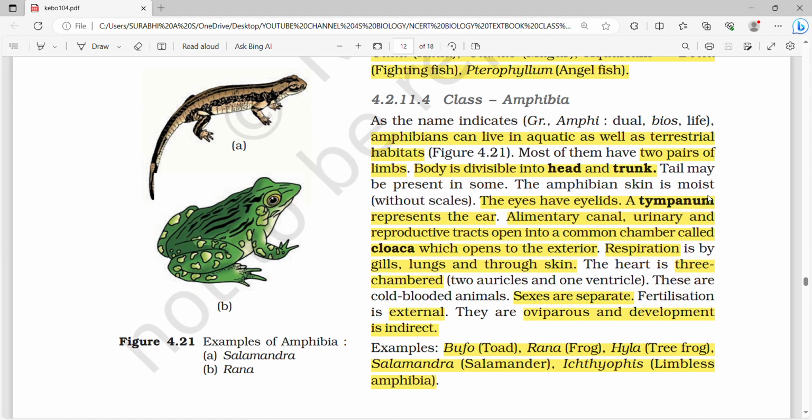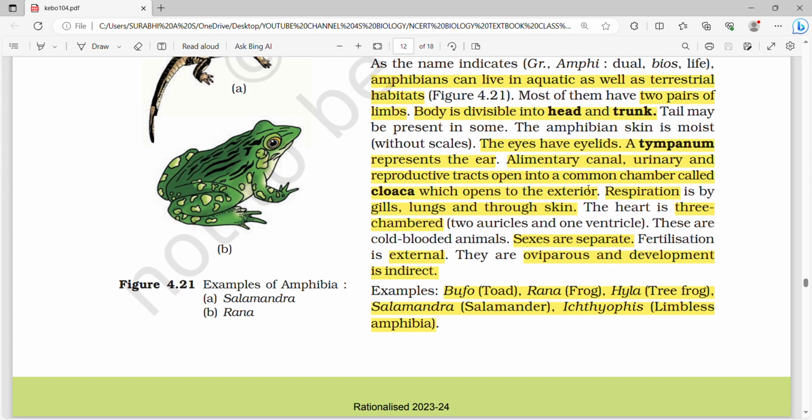Okay. Next, class Amphibia. Amphibians can live in aquatic as well as terrestrial habitats, and they have two pairs of limbs, and the body is divisible into head and trunk. The eyes have eyelids. They have a tympanum which represents an ear, and the alimentary canal, urinary and reproductive tract open into one common chamber that is called cloaca, which opens to the exterior.